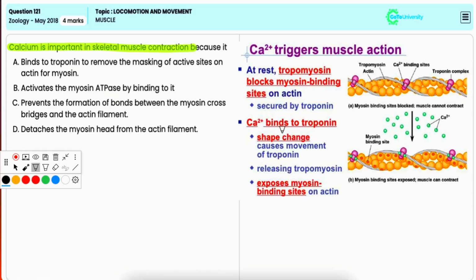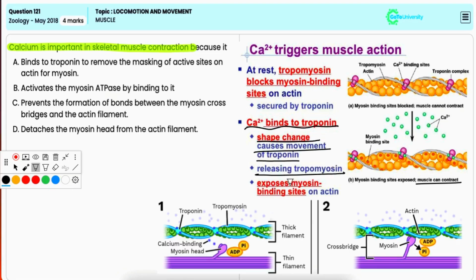Now, during skeletal muscle contraction, calcium ions bind to the troponin complex on actin filaments, and this binding causes a conformational change in troponin, which moves tropomyosin away from the active sites on myosin. So once the active site is exposed, the head of the myosin attaches and initiates contraction by sliding the actin over myosin. Hence, it is the correct option.